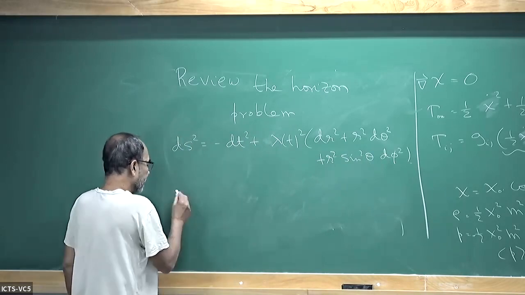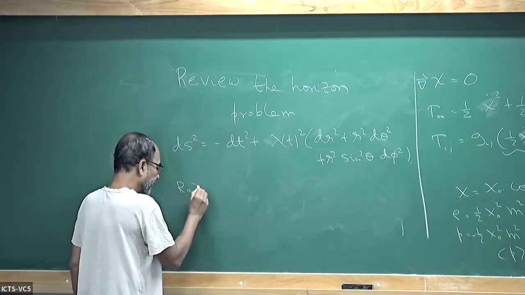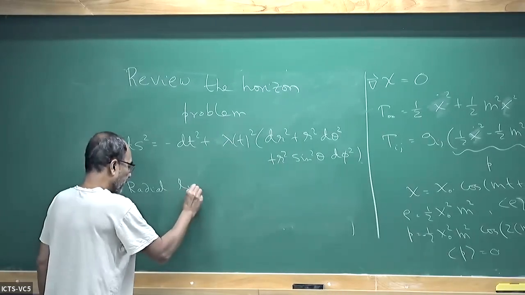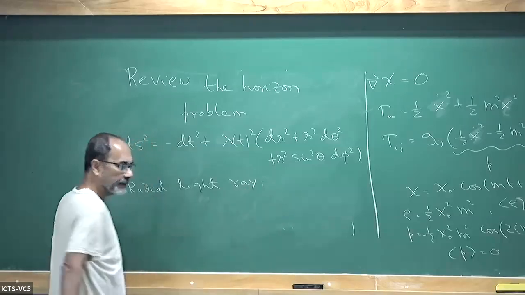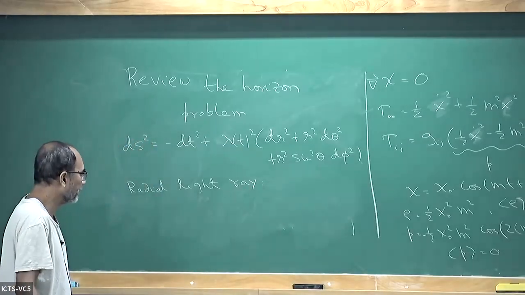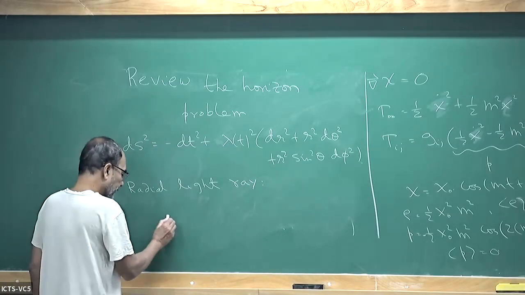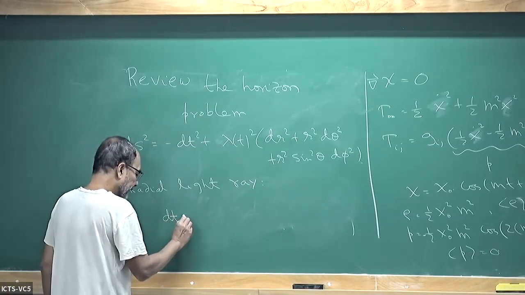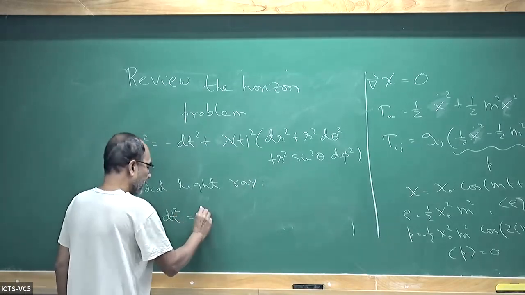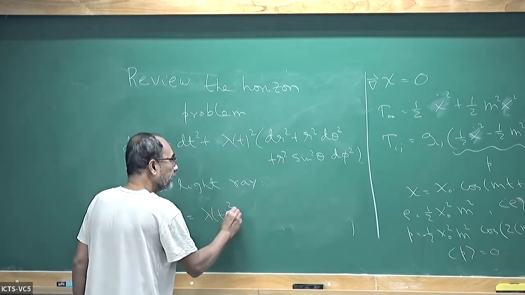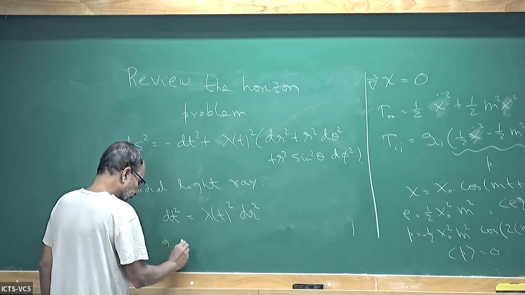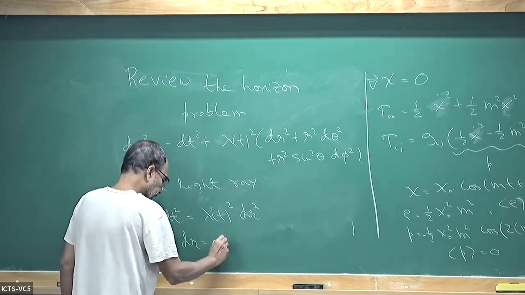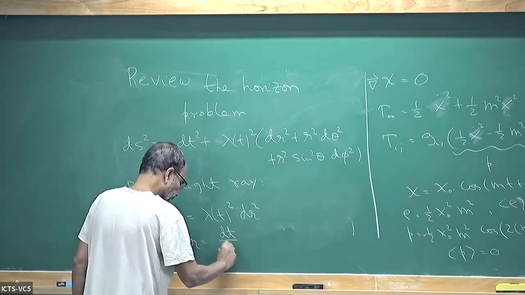If we take a radial light ray, again radial doesn't really matter because it's homogeneous and isotropic anyway, but let's suppose we take a radial light ray, then it will follow the path dt square equals lambda of t square dr square, and this tells us that dr is dt over lambda of t.